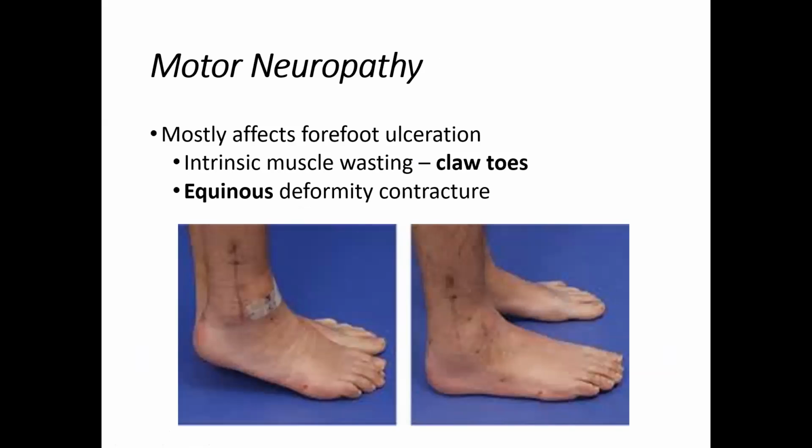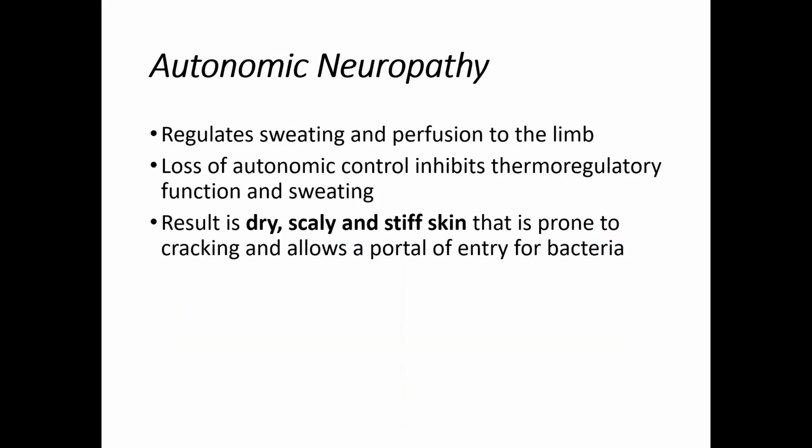So motor neuropathy mostly affects foot ulceration, forefoot ulceration, okay, the forepart of the foot. And there will be intrinsic muscle wasting, which leads to clawing of toes. And there can be equinus deformity contracture. You know what is equinus deformity contracture? Here, the Achilles tendon becomes contracted. As a result, the hind part of the foot, that is the heel, is mostly off the ground. So the whole pressure comes onto the forefoot. This is how it happens, okay?